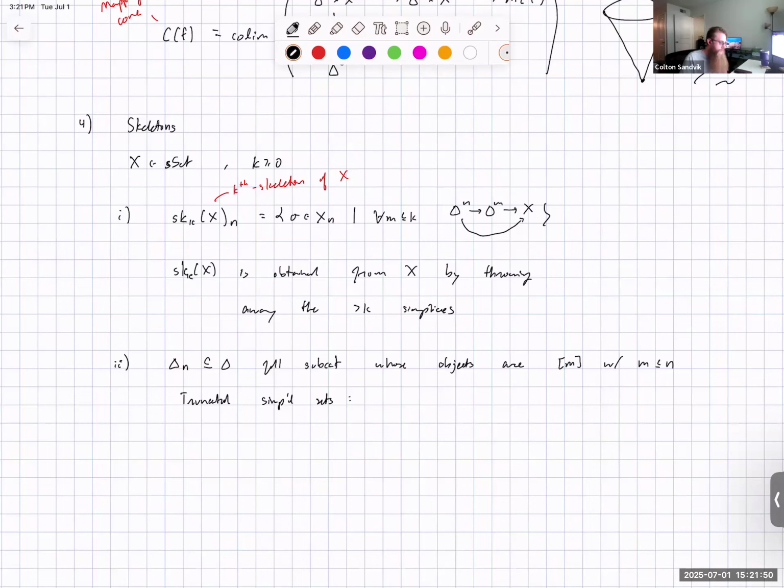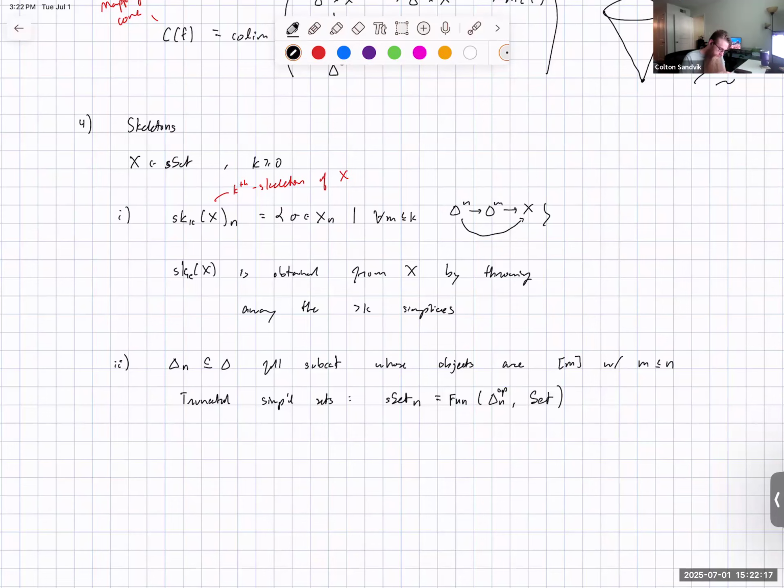And I don't know what the notes use. I'm probably going to use non-standard notation, but I'm just going to call it S set n. And it's defined in the same way as we just take functors from delta n up to set. This is perfectly fine.